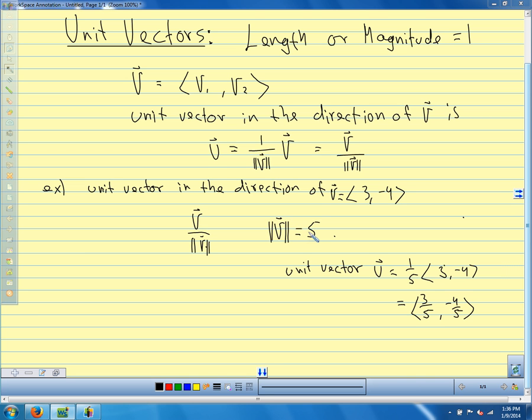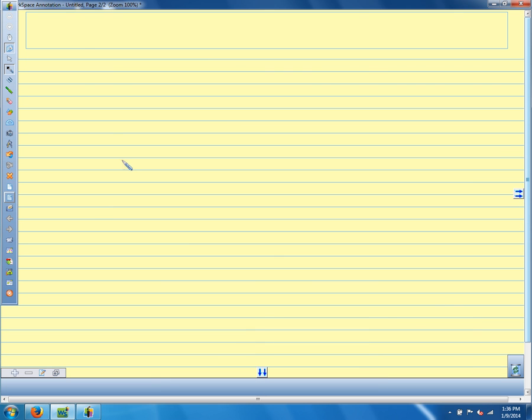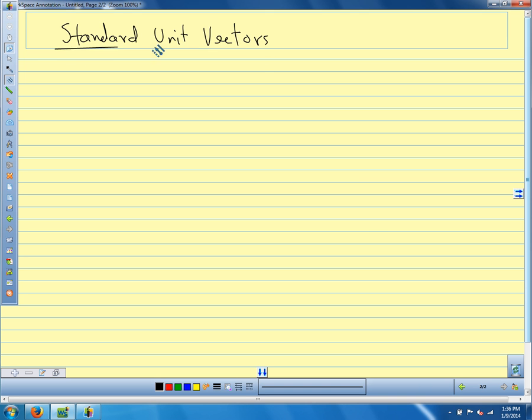All right, so now that we know a little bit more about unit vectors, we have what we call standard unit vectors. And our standard unit vectors are just another way that we can work with vectors, just another notation that we can use for working with vectors. They can be very convenient depending on the kind of problem that you're doing.